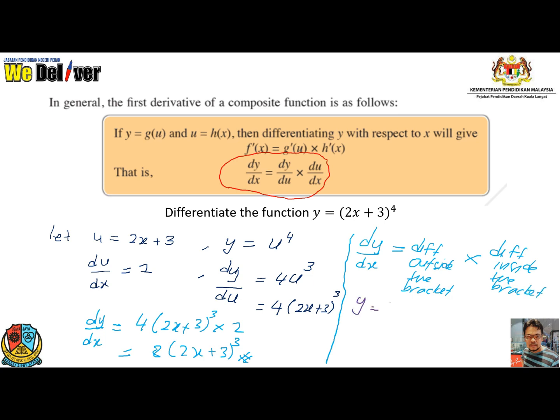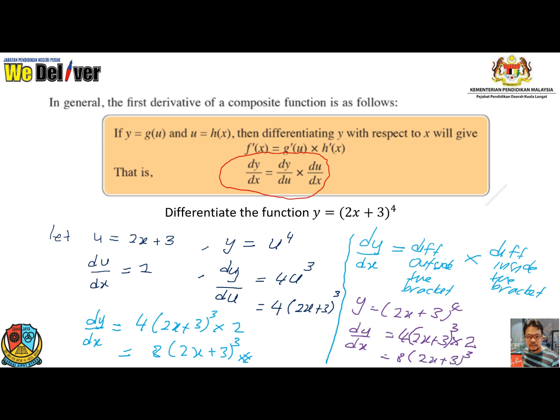y equals, in bracket, 2x plus 3 to the power of 4. So dy/dx equals, first you have to differentiate outside. Outside is 4, and we bring 4 in front, and then copy back the function inside. Don't bother what is the function inside, just copy. So the power minus 1, you get 4 minus 1, or power of 3, then times differentiate inside the bracket. You are going to differentiate 2x plus 3, so you get 2. And then simplify, get 8 times (2x + 3) cubed.